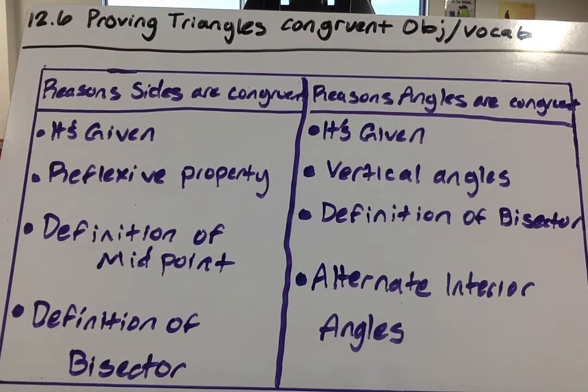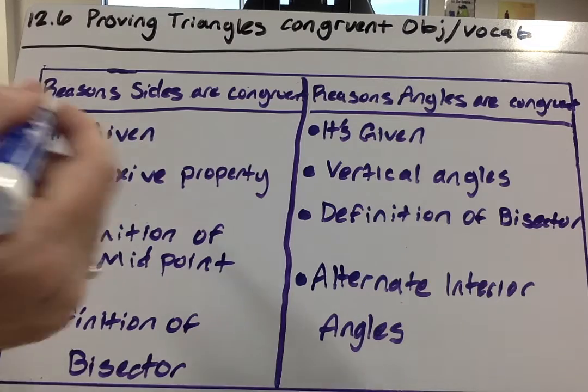Hello students, today we will be going over 12.6, Proving Triangles Congruent. Our objective: I can complete a two-column proof to prove two triangles are congruent. If we are saying a certain side is congruent, we will be using one of four reasons.